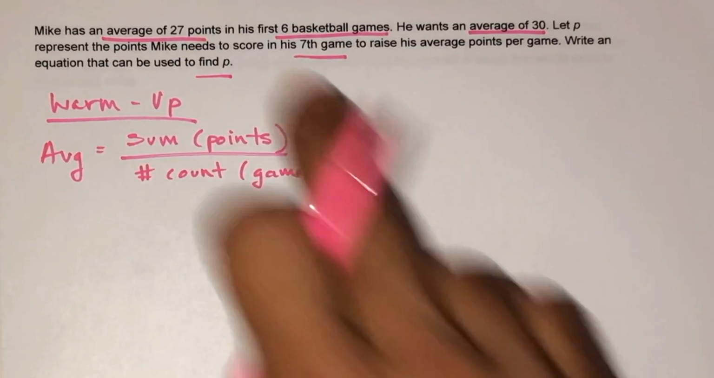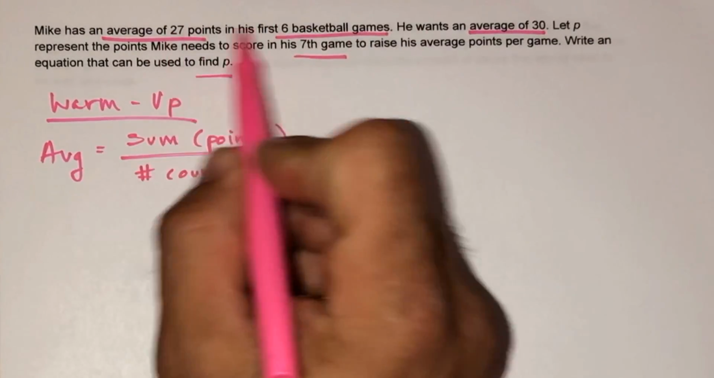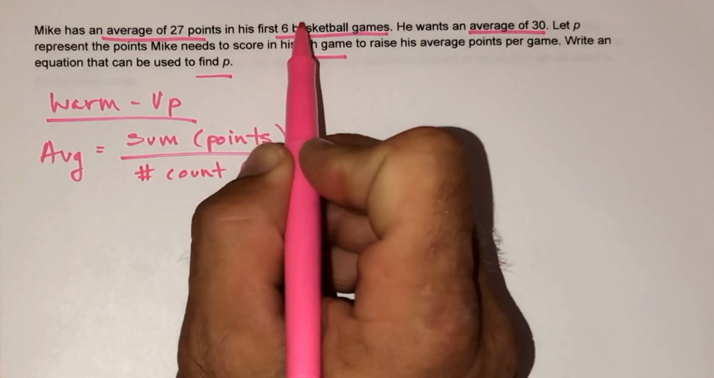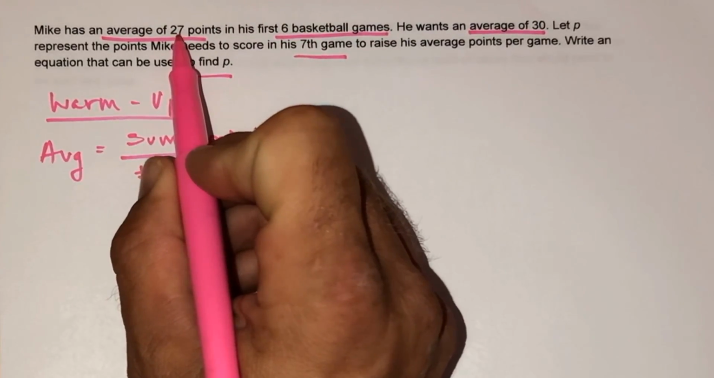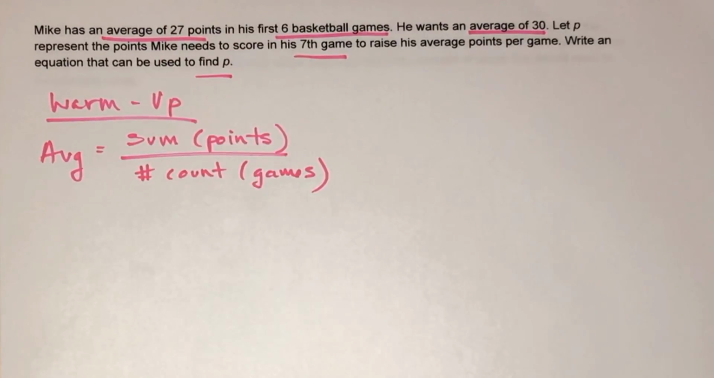So in this case, he has an average of 27 points over 6 games. So that seventh game, odds are he's going to score somewhere around 27 points. Now, that doesn't always need to be the case.